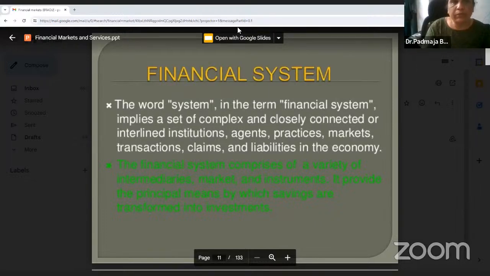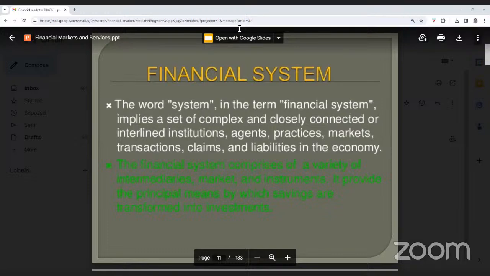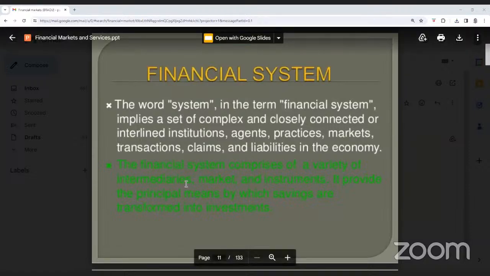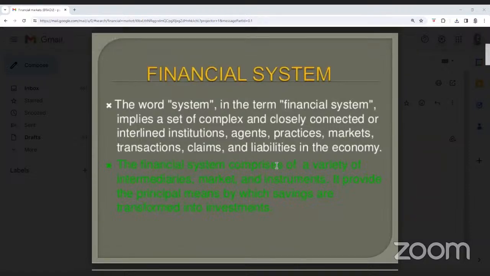So in this, we'll be making the financial system which is closely interlinked, where it implies a set of complex. Because your practices, market, transactions, claims, this all comes under the liability. So here, even it is a financial system which comprises a variety of intermediaries, the market, and the instrument. And it also provides the principal means by which savings are transferred into investment.